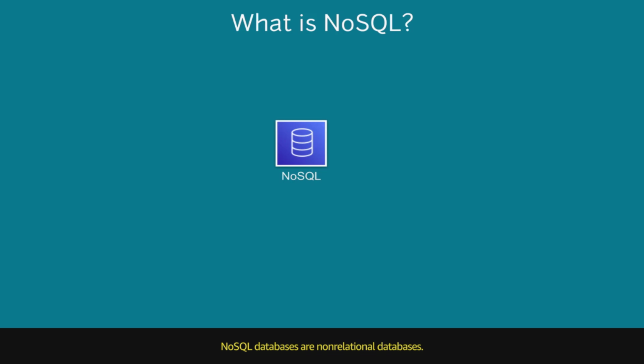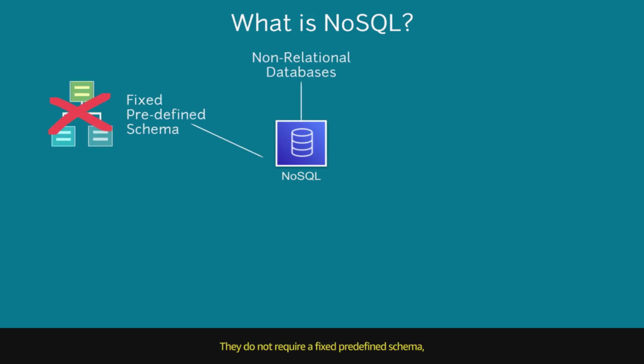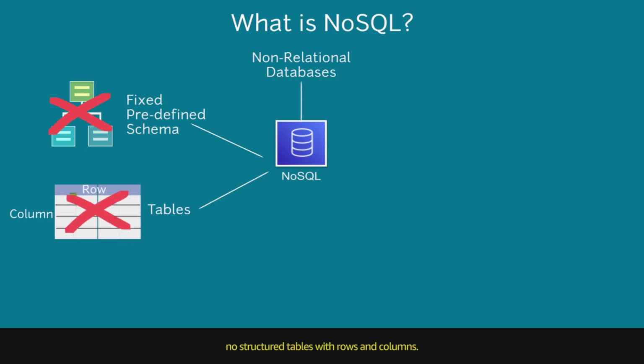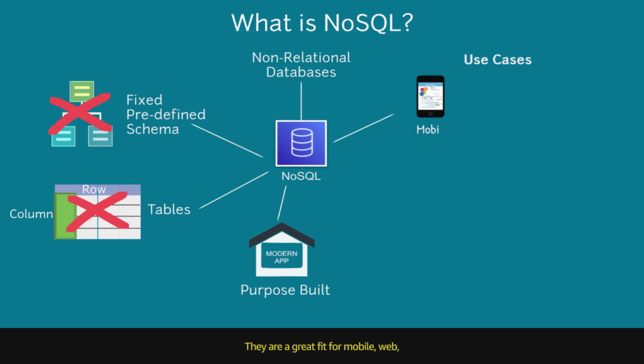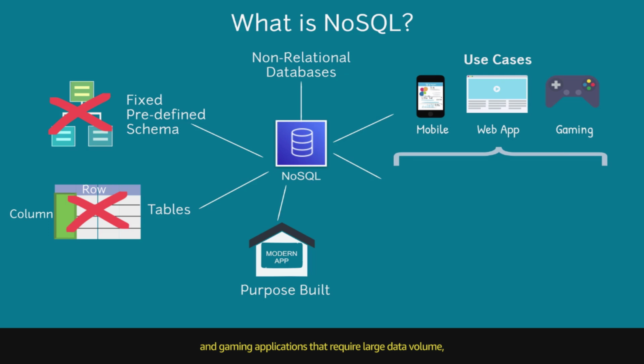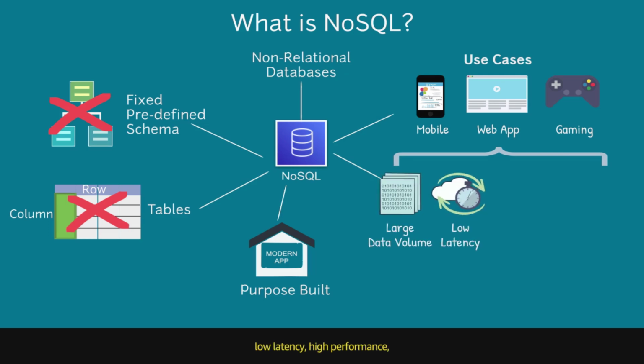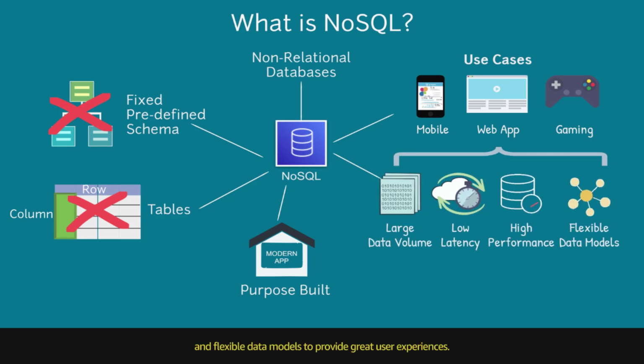What is NoSQL? NoSQL databases are non-relational databases. They do not require a fixed predefined schema, no structured tables with rows and columns. NoSQL databases are purpose-built and optimized for many modern applications. They are a great fit for mobile, web, and gaming applications that require large data volume, low latency, high performance, and flexible data models to provide great user experiences.